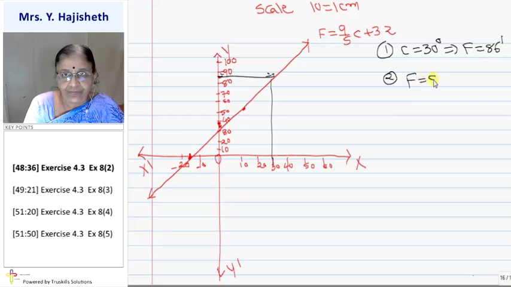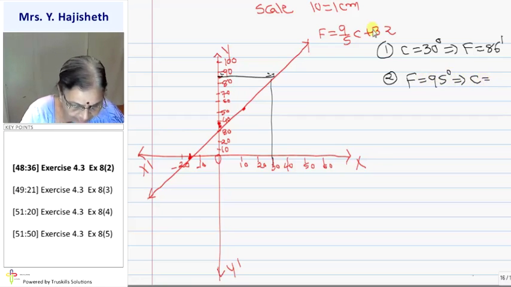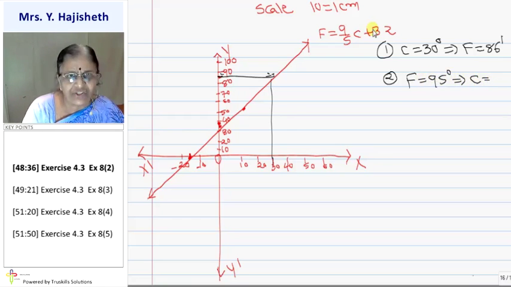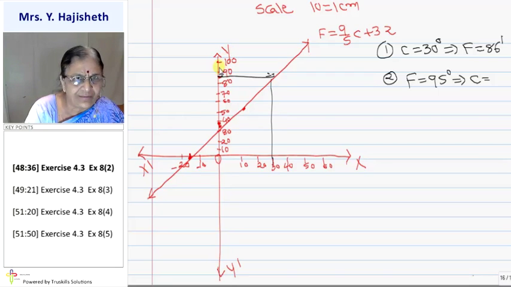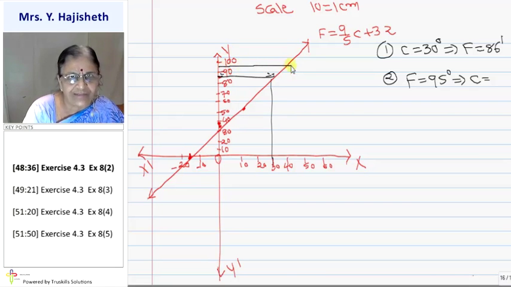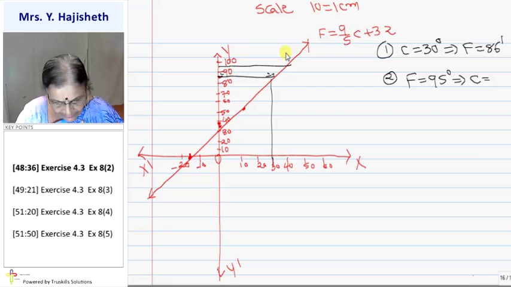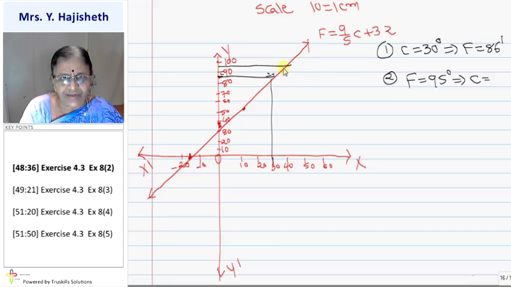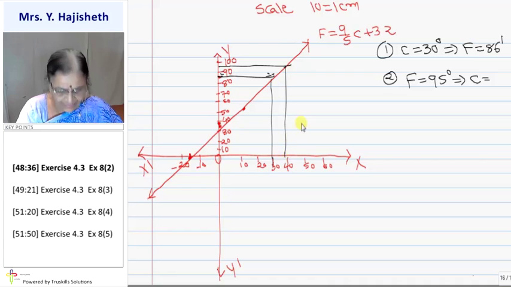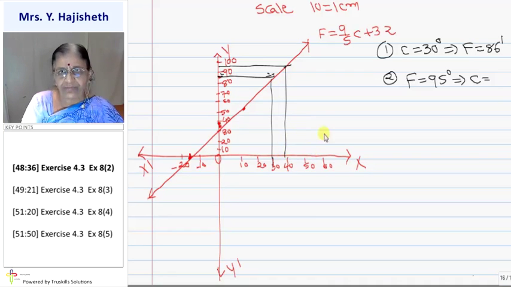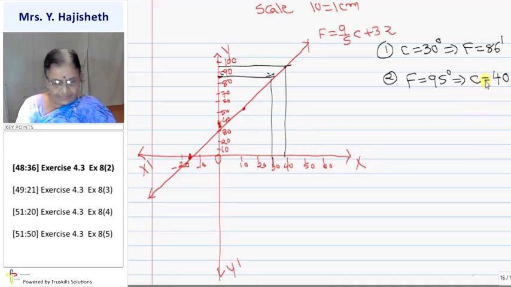Then the second question is: if F is 95, what is C from the graph? Let's take F as 95, between 90 and 100, we will draw a line. Suppose it is like this. Then what is the corresponding centigrade? For the corresponding centigrade, I will draw this line. Where does it cut? At 40. F is 95, then C is 40. Clear? See, it cuts at 40.